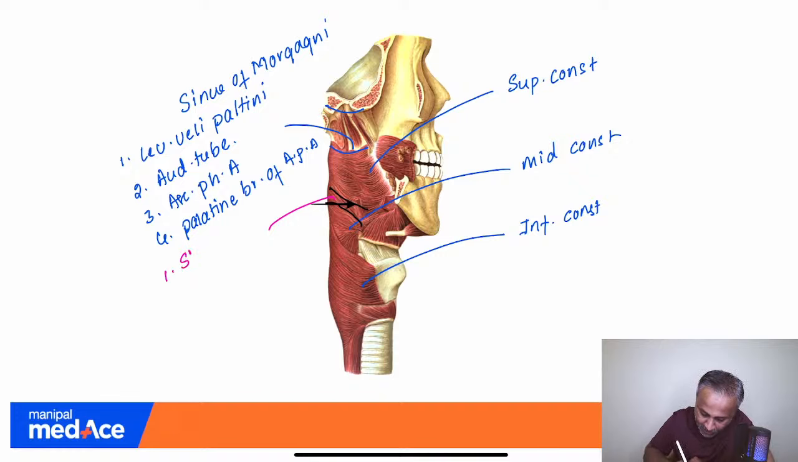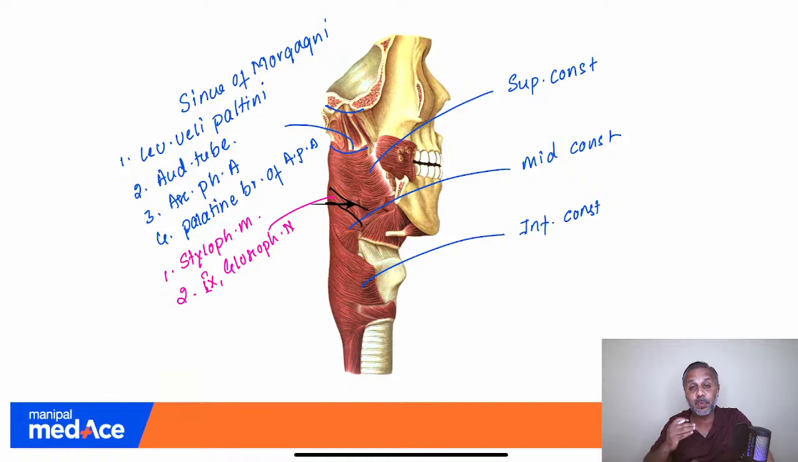One is the stylopharyngeus muscle, and along with this it has its nerve supply. Remember, stylopharyngeus is the only muscle derived from the third pharyngeal arch, and it is supplied by the nerve of the third pharyngeal arch. What is the nerve of the third pharyngeal arch? It is the ninth cranial nerve, the glossopharyngeal nerve. So these are the two structures which pass in the space between the superior constrictor and the middle constrictor.